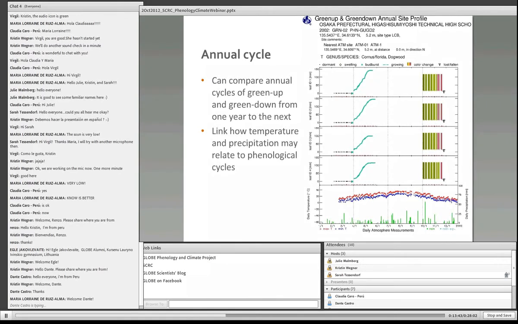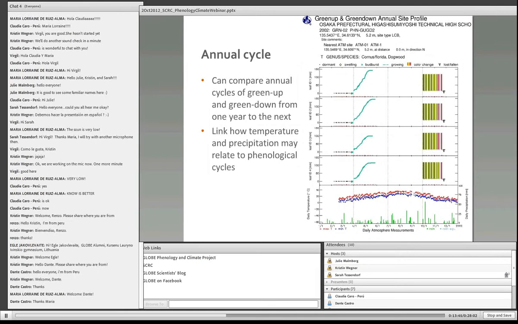And then the bottom panel is showing temperature and precipitation data on the same plot. So we're looking at the maximum and minimum temperature throughout the year, as well as the precipitation data in the green bars. And so looking at it from this way, you could look at and link how temperature and precipitation may relate to the phenological cycle. But again, to do this for a climate perspective, you want to do this for more than 1 year and see how things are changing from year to year. Also look to see if there's any trends in how it's been changing.